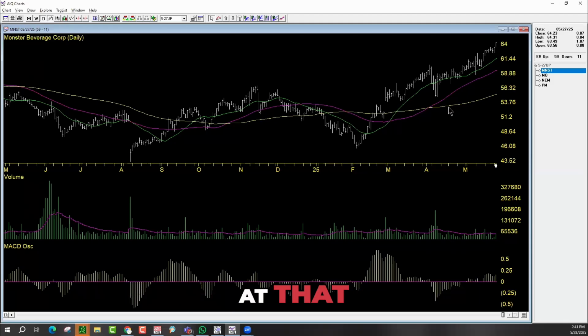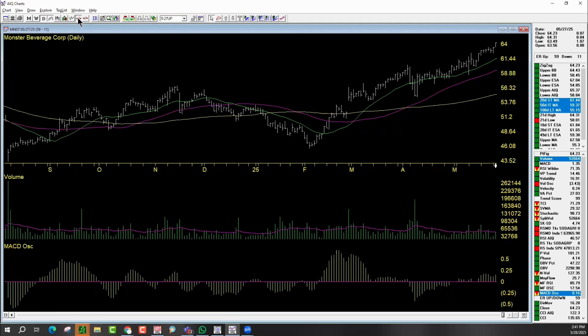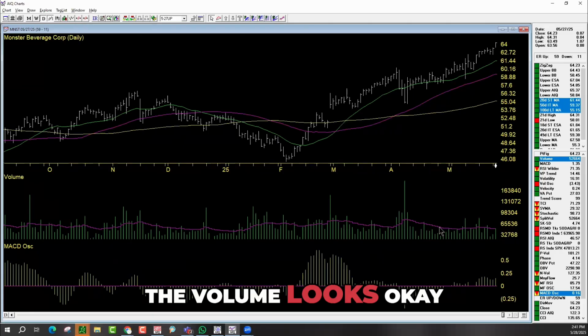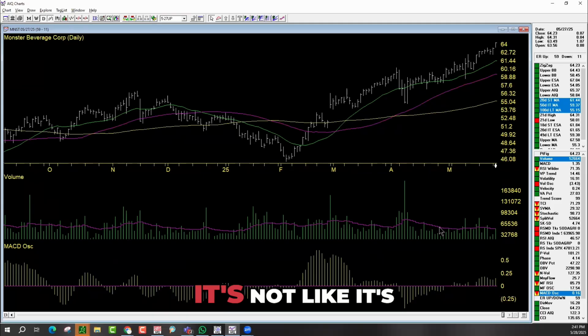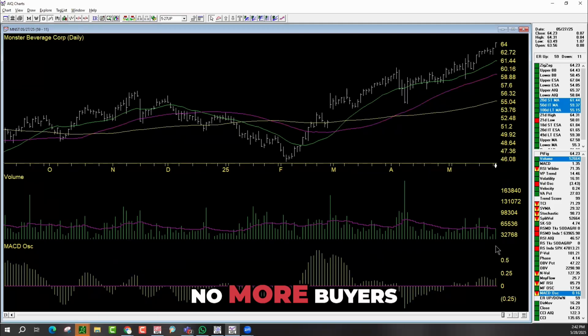The volume itself is interesting. Let's have a look at that. So the volume here is a little flat. There's a little bit of a spike up here. The volume looks okay. It's not doing anything stellar. It's not like it's gone through the roof and we're having a blowout high. And it's not like the volume's completely faded away, in which case there's no more buyers. So it's a pretty good looking stock. I think you keep your stops down below this sort of 20-day average level and use that as an initial stop and just let it keep moving its way up.